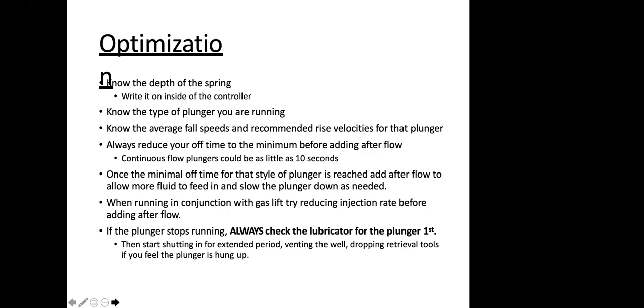Know the average fall speeds of the type of plunger you're utilizing. I'm going to give that to you later in the slide. Hopefully we can get there. And the recommended rise velocities, how fast that plunger should come back to surface in minutes once it's opened up.